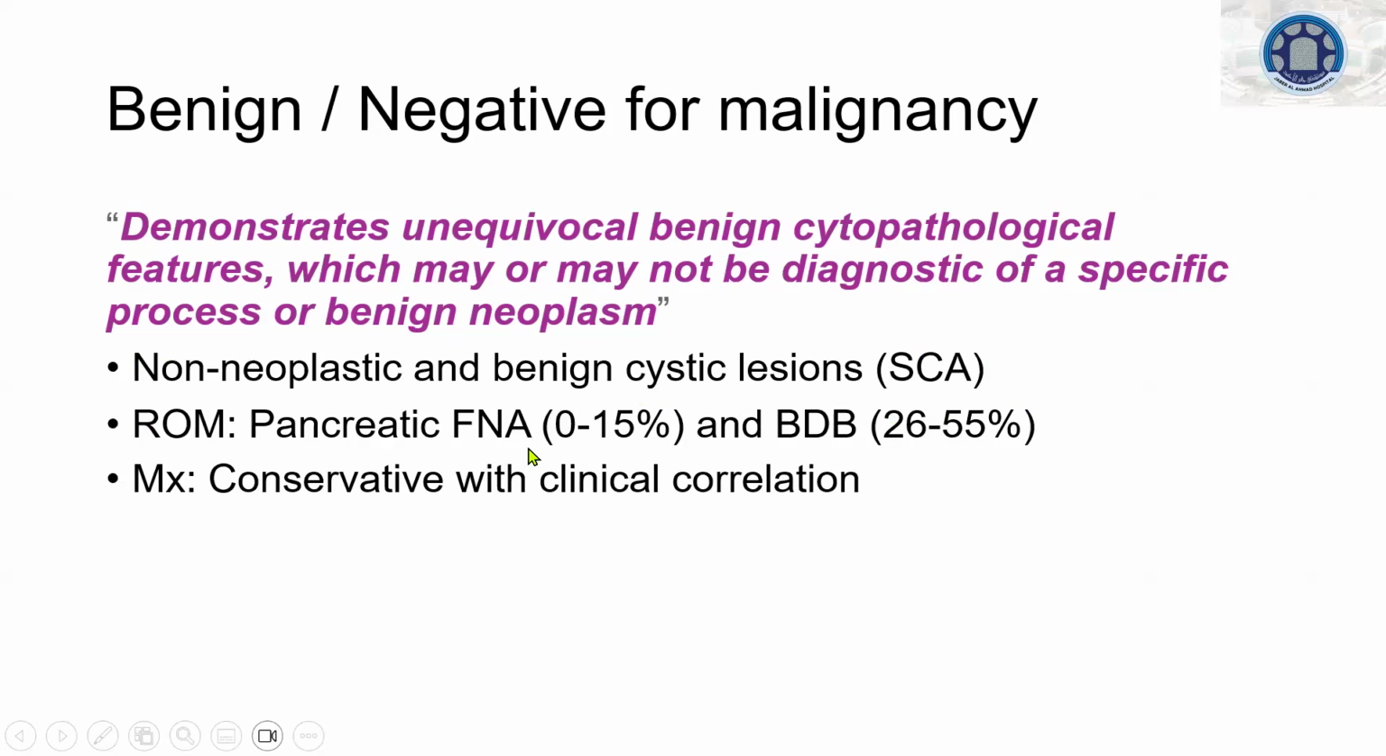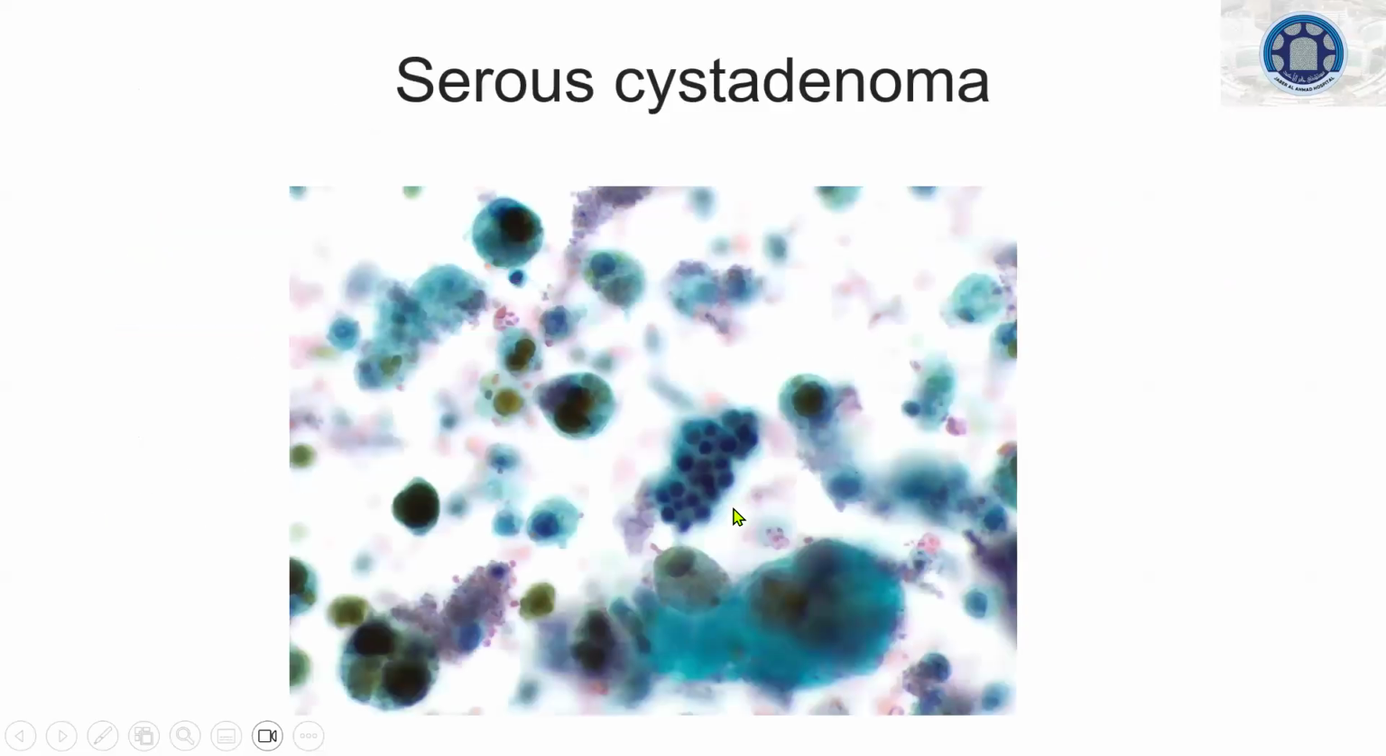The risk of malignancy for pancreatic FNA is 0 to 15%. But like I told you for bile duct brushing, it can vary widely. It can be 26 to 55%. Management is usually just conservative with clinical correlation.